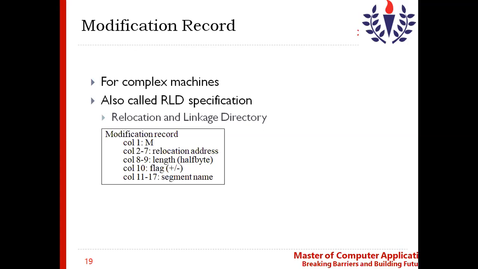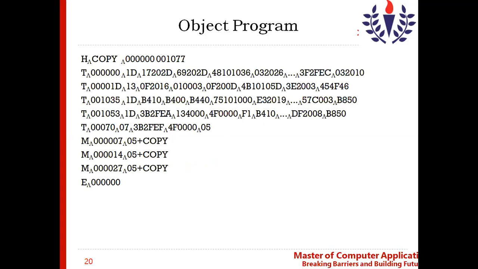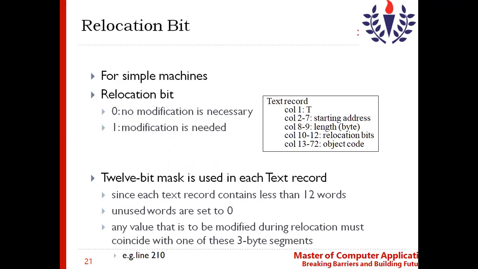That is the reason why we go with the other method, the relocation bit mask. It is especially for the SIC machine, that is, simple machines. The reason for opting for the relocation bit mask is the direct addressing.